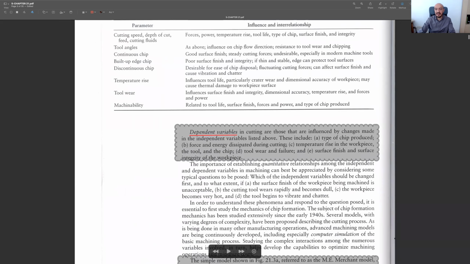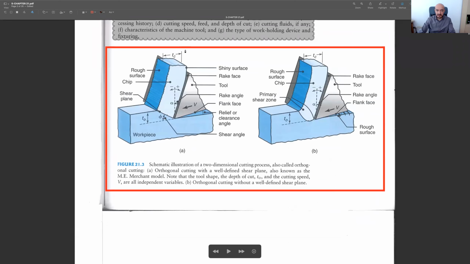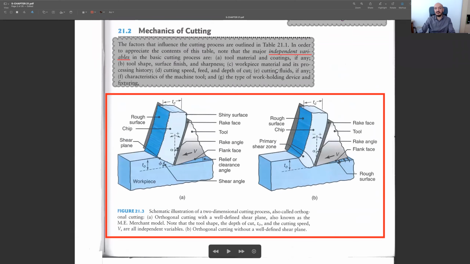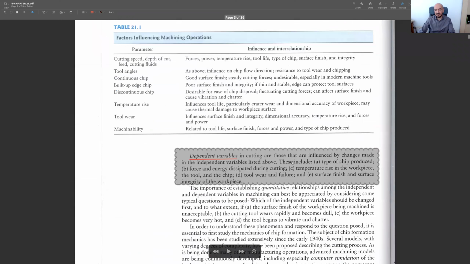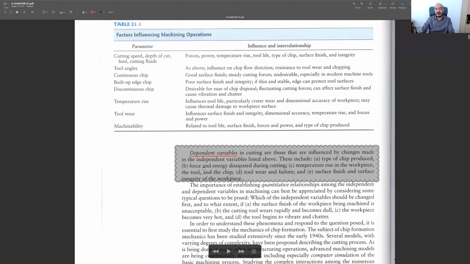What are these? For instance, type of chip produced. Whether we are producing a continuous chip or a discontinuous chip, segmented chip, they all depend on the independent variables. But again, it's a variable, but it's a dependent variable resulting from the values of the independent variables. Another dependent variable is the force and energy displayed during the cutting. And these are all determined with the help of independent variables. By setting the speeds, depth of cut, you can change the force and energy displayed during the cutting process.